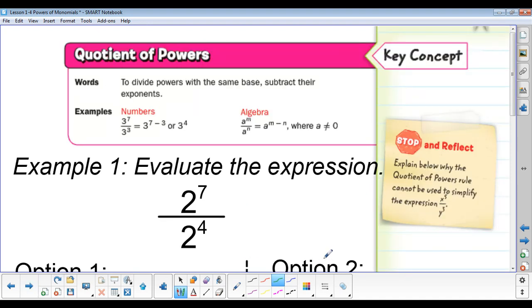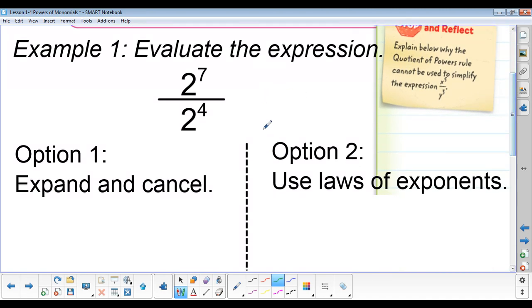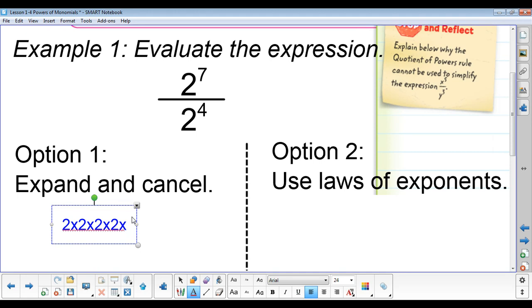The other property we looked at was quotient of powers, and this stated that if we have two powers that have the same base that we're dividing, we simply can subtract the exponents. Not subtract the bases, not anything like that, just the exponents. So again, if I were to expand and cancel this out, 2 to the 7th would be 1, 2, 3, 4, 5, 6, 7 on top, and 1, 2, 3, 4 on the bottom.